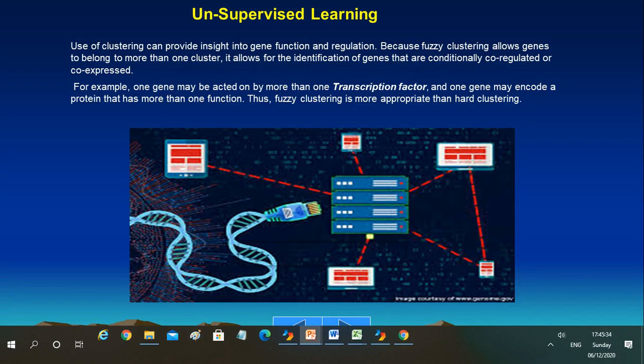Because fuzzy clustering allows genes to belong to more than one cluster, it allows for the identification of genes that are conditionally co-regulated or co-expressed. For example, one gene may be acted on by more than one transcription factor, and one gene may encode a protein that has more than one function. Thus, fuzzy clustering is more appropriate than hard clustering.